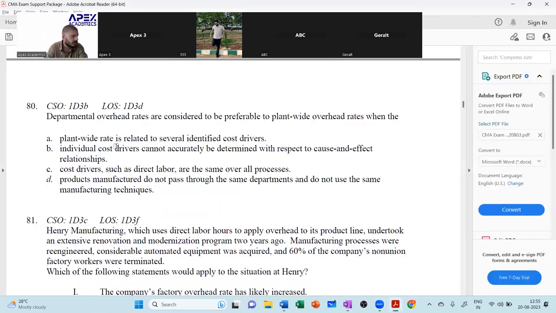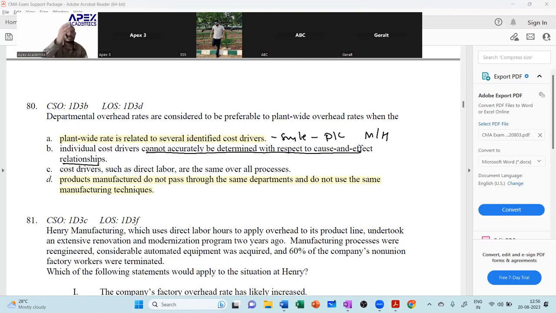So this is question number 80. So what is the answer? The answer to this is option D. Plant-wide rate is related to several identified cost drivers. No, a plant-wide rate is related to a single cost driver, always single, something like direct labor or machine hour. Individual cost drivers cannot actually be determined with respect to cause and effect relationship. No, individuals can be recognized. There is a cause, there is an effect.